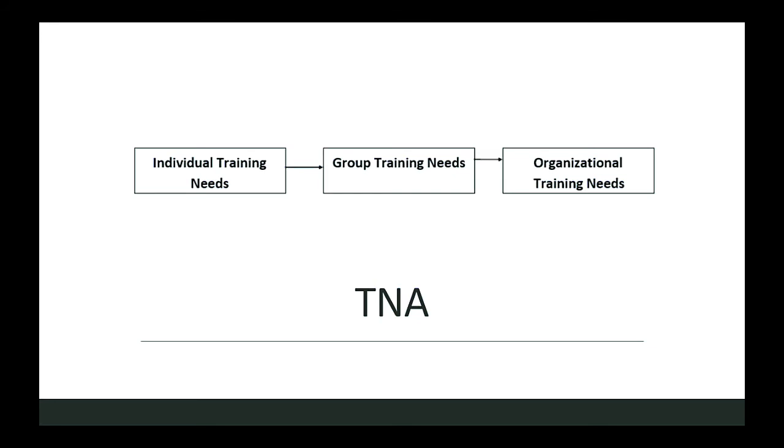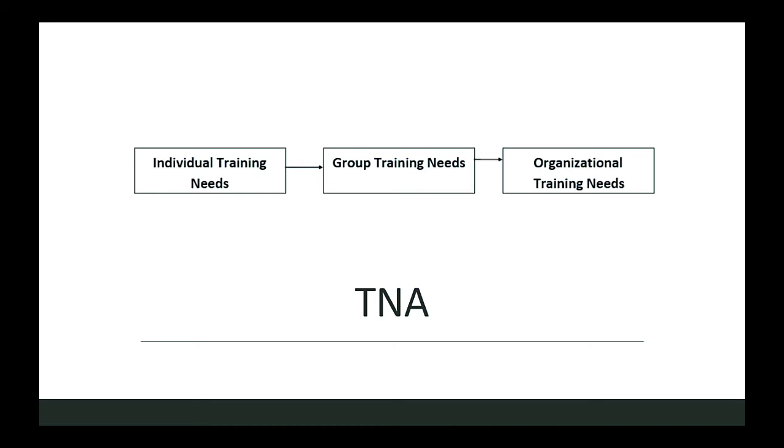Ideally, the training need analysis can be divided into three parts. Number one is individual training needs. Number two is group training needs. Number three is organizational training needs. Therefore, if we are talking about training need analysis, we have to identify at first the individual training needs.